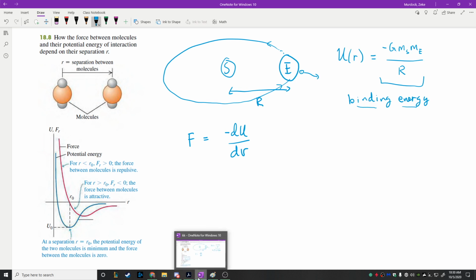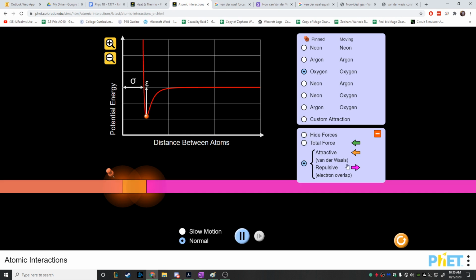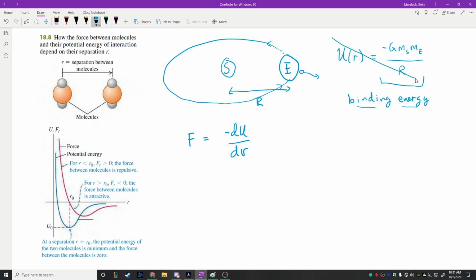So if we go back to this picture, where was it? It's this one, right? Okay. Let's hide the forces for now. So there's multiple types of forces that are occurring here. With gravity, it's really simple. What would this equation look like if we plotted it? It's negative 1 over r, right? So if you plot what that looks like, it's going to be a little bit different.